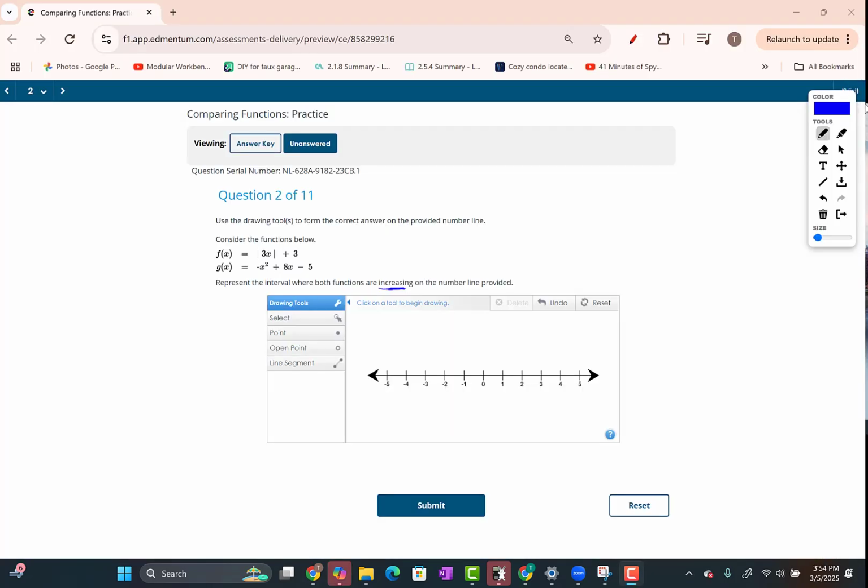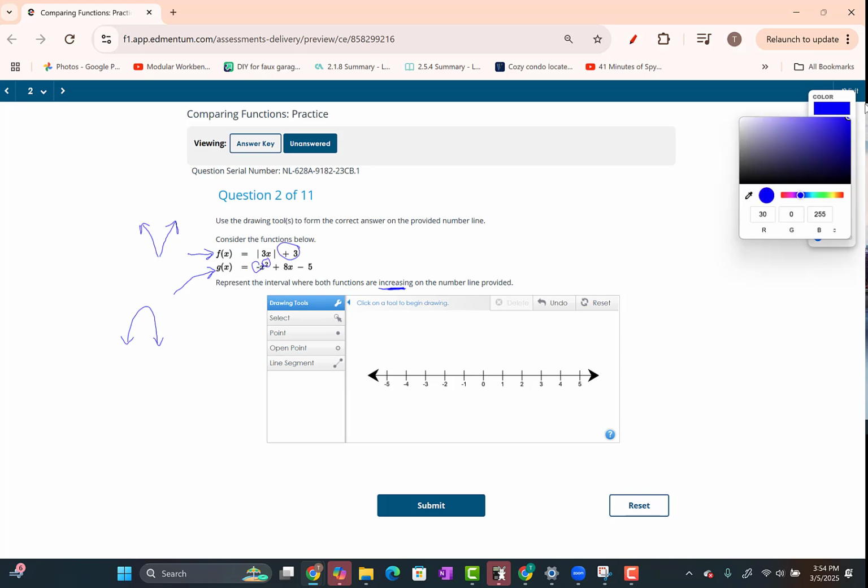But before I get to that point, let's think about, okay, f of x. We've got an absolute value graph. So this is going to be a V-shaped graph. It's going to be shifted up 3, and it may be horizontally compressed just a little bit. But basically V-shaped graph. G of x is a quadratic, I know, because of the x squared term here. There's a negative in front of the x squared, so this tells me this is an upside down U.